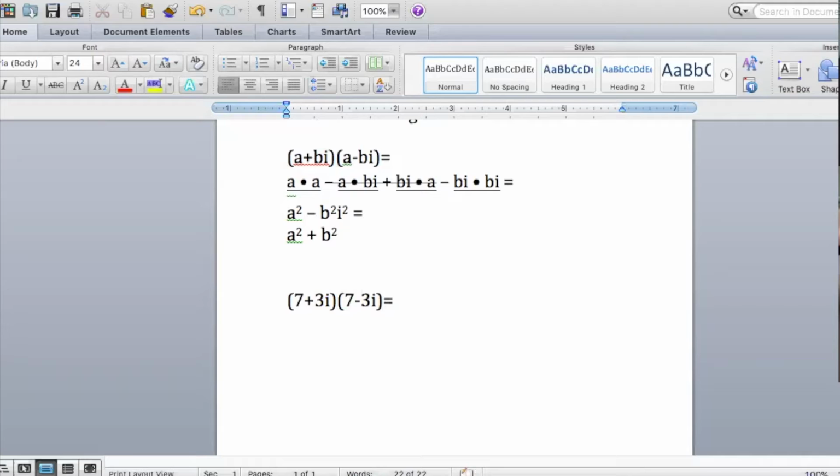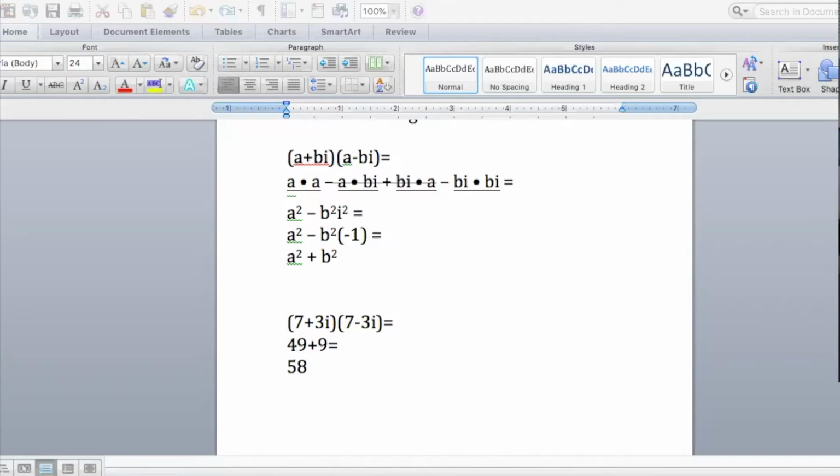So if we look at this from the standpoint of an example, I don't have to go through all the motions here. This is going to become 49 plus 9, and that's going to equal 58. So what made it plus instead of minus? Well, at this step here, this i squared becomes -1. Oh, I see. So then you, oh, okay.